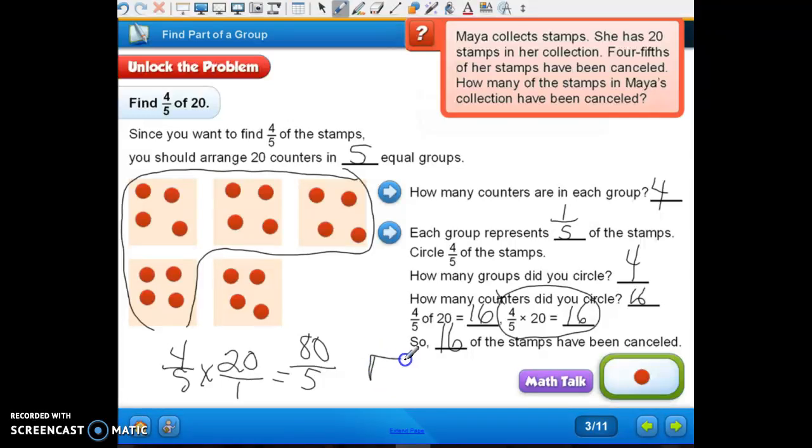So how many 5's in 80? Well, we can divide that, right? 80 divided by 5, it goes in there once. We have 3 left. We bring down our 0. How many 5's in 30? 16. There you go. That's how they got that 16. So when we're multiplying a fraction by a whole number, the whole number becomes the numerator. Our denominator is 1.